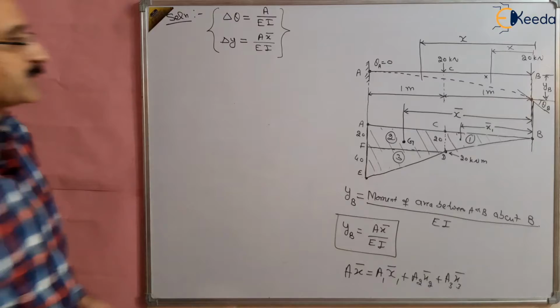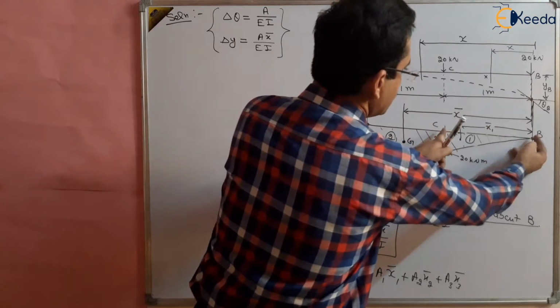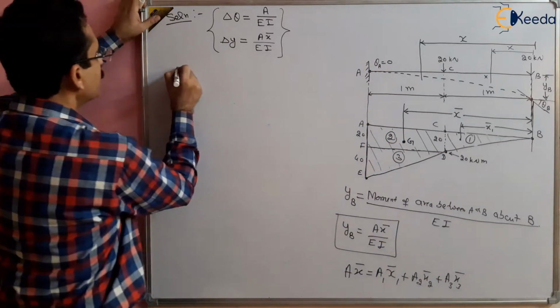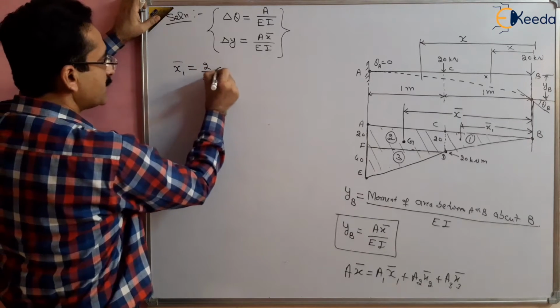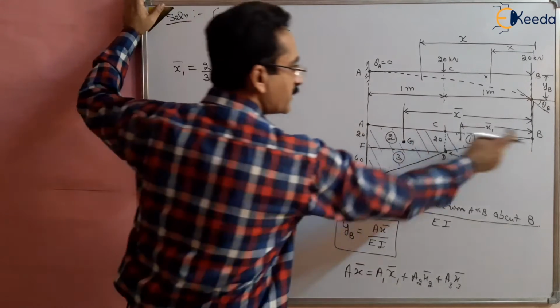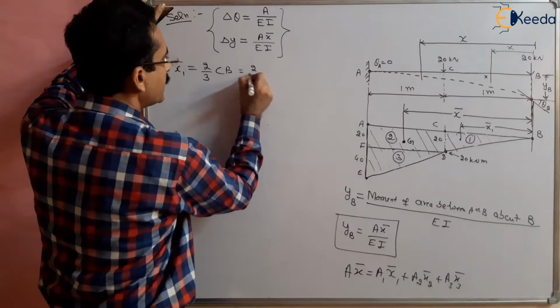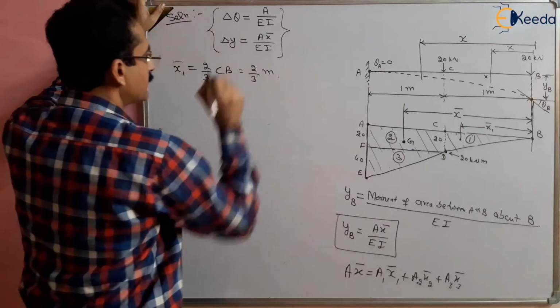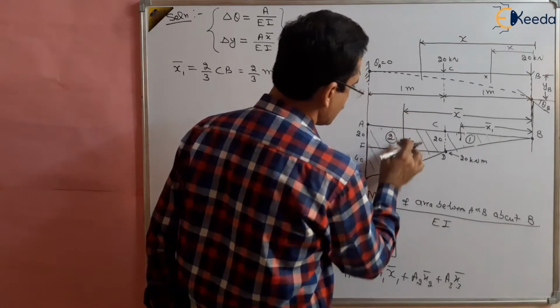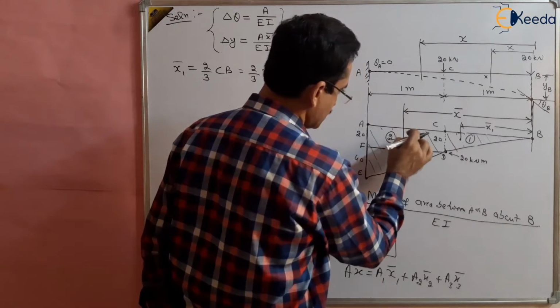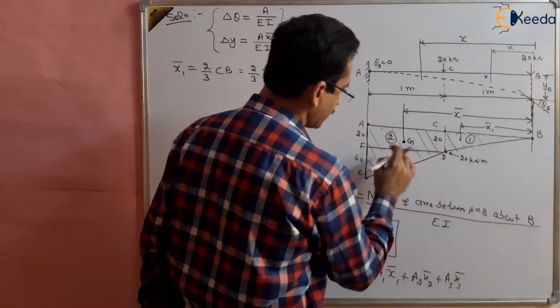So what is x1 bar? This is 2/3 of this distance CB, right? X1 bar will be equal to 2/3 of the CB, which is 1 meter, so this is 2 by 3 meters, right? Now x2 bar is the centroid of this rectangle, right?